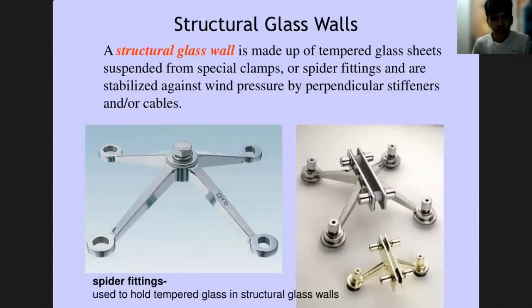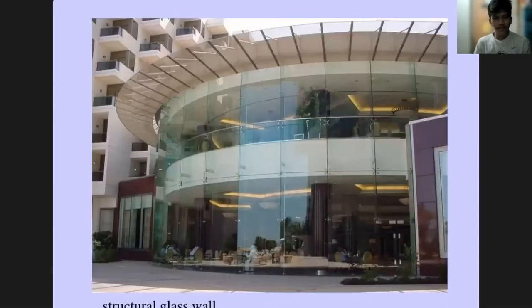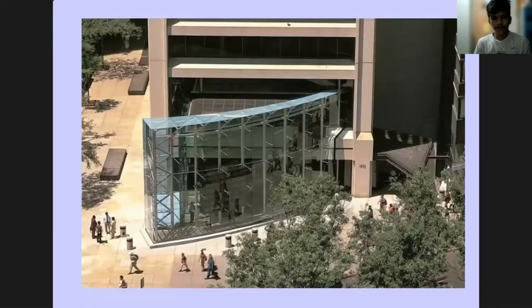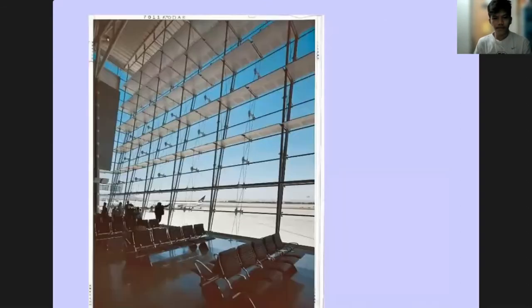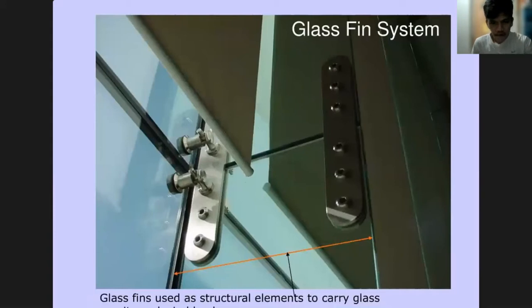Structural glass walls. A structural glass wall is made of tempered glass sheets suspended from special clamps or spider fittings and stabilized against wind pressure by perpendicular stiffeners and or pillars. Pillar fittings is called tempered glass for structural glass walls. Now transparency. Glass film system. Glass film system is saving the glass.